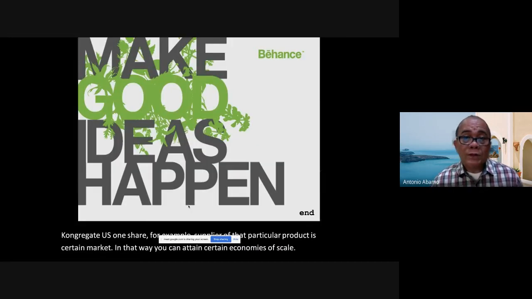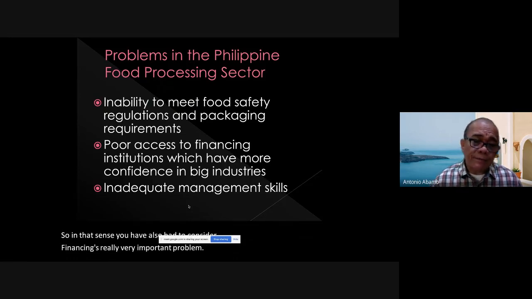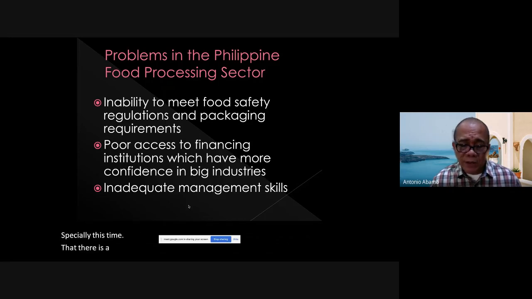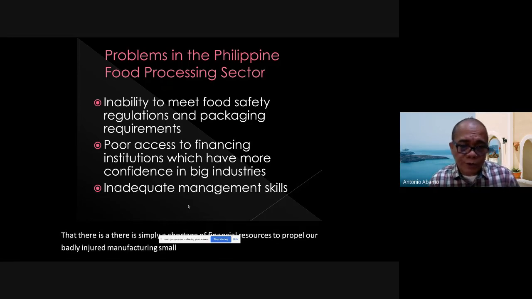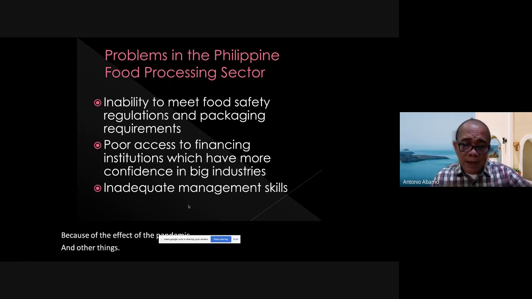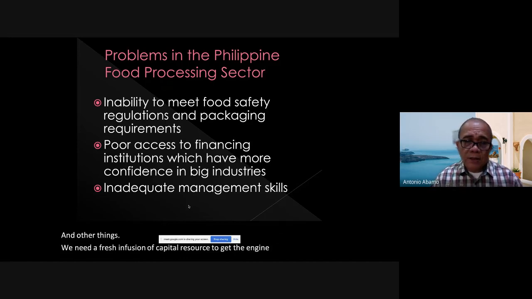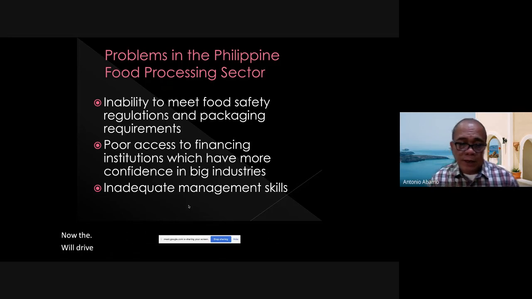So in that sense, you have to consider financing as a really very important problem, especially at this time. There is simply a shortage of financial resources to propel our badly injured small manufacturing operators, because of the effect of the pandemic and other things. We need a fresh infusion of capital to get the engine of the factory, or the engine of the processing operation, going so that it will drive economic growth in a sense.